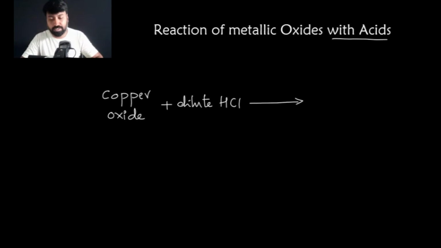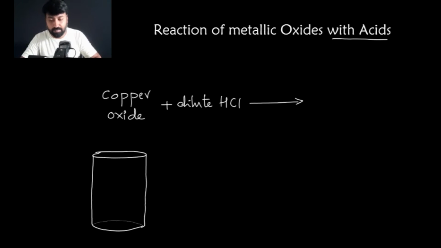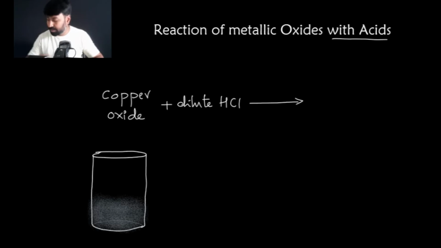To understand this, we need a container. Here we have one container. In this container, you have to take a small amount of copper oxide. Let me take a gray color, but actually it is a black color. This copper oxide is black in color, a black powder. Sometimes it is called gray also. So this is nothing but copper oxide, CuO.